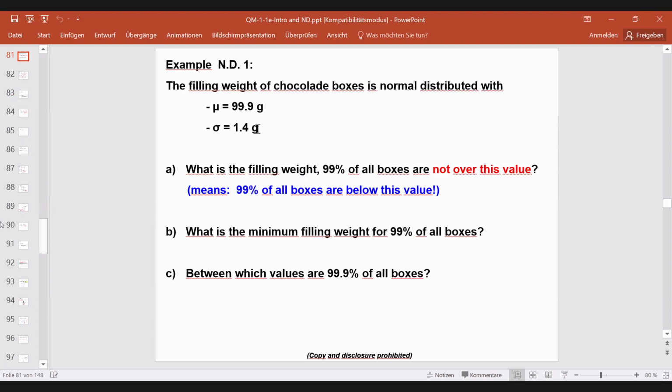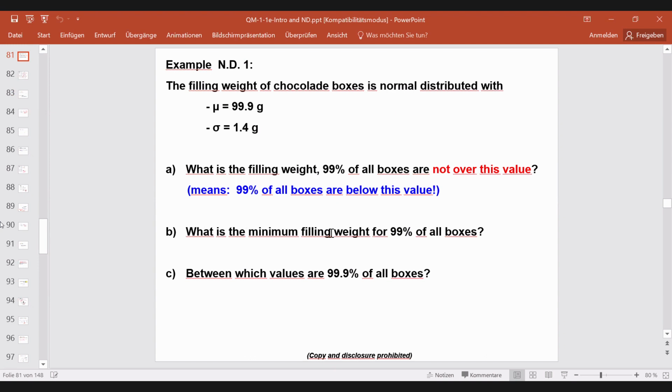What is the filling weight for 99% of all the boxes? What is the filling weight? 99% of all the boxes are not above this value. This means, what is the filling weight for 99% of all the boxes which are below this value? So here the question is about an upper threshold.